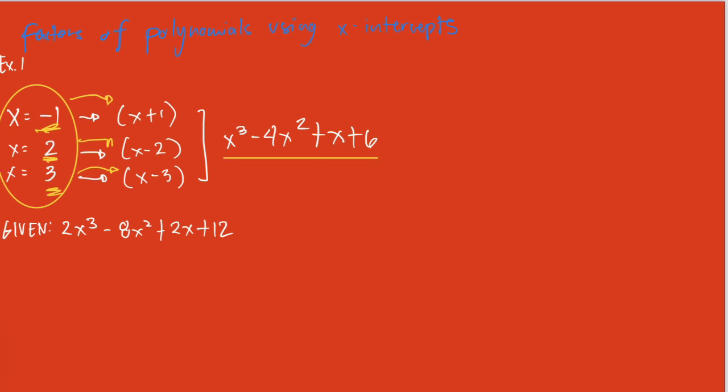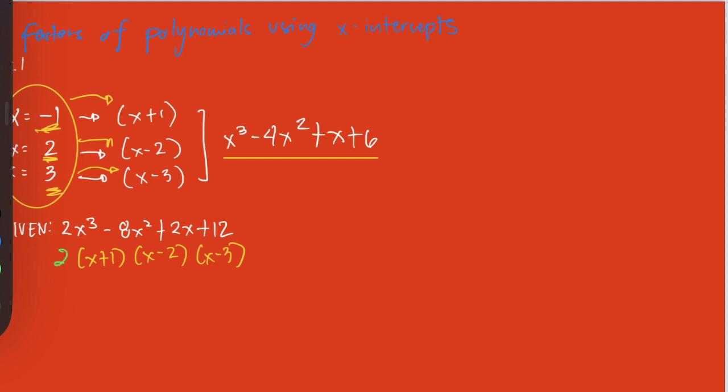So what do you think is the missing number that we need to multiply to get the actual factors of our given here? Let's say this is x plus 1 pa din, x minus 2, x minus 3. So what do you think is missing in here? Basically, the one that's missing here is the common factor for the given, which is 2.